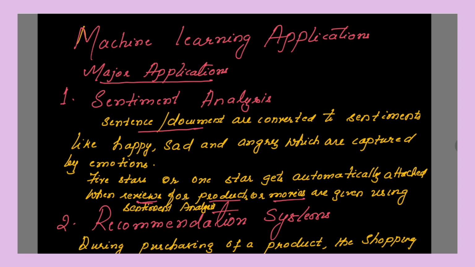Whenever you're giving reviews for the products which you have already purchased or movies which you have seen, then from those reviews it will get automatically converted to 5 star if you are giving an excellent type of review appreciating the product, or it may get converted into 1 star if you are giving a very bad review and condemning the product. This way the reviews itself are getting converted into 5 stars or 1 star or 2 star or 3 star depending on what you have described in the review.